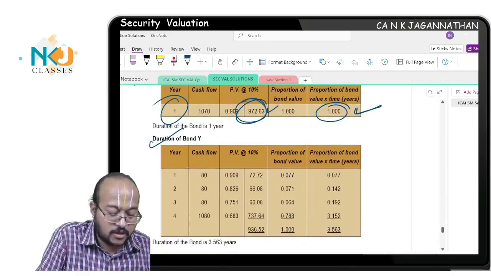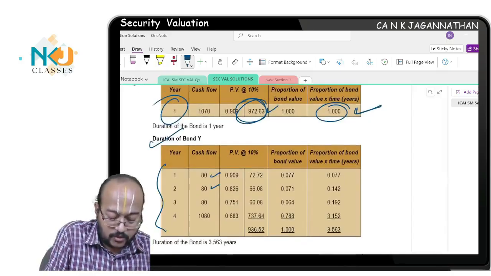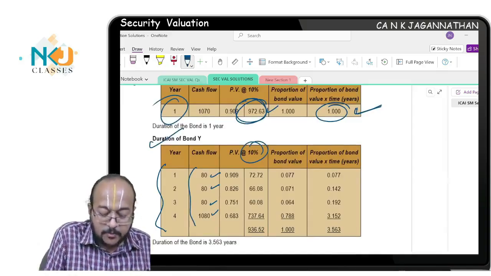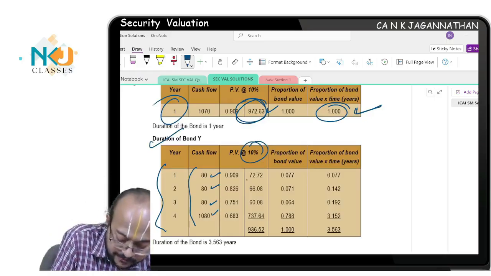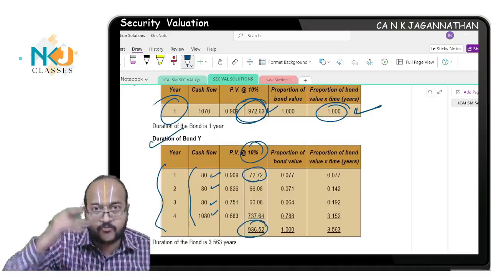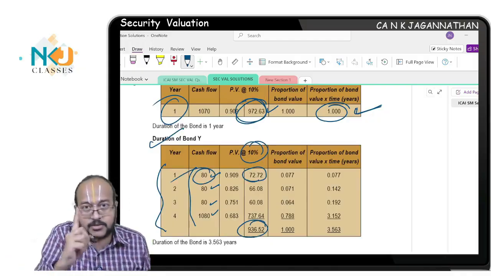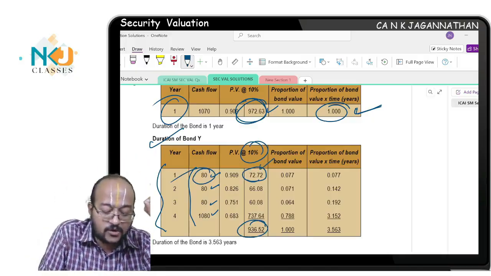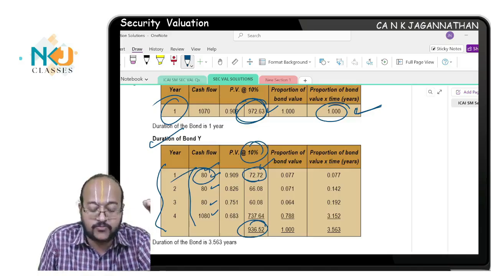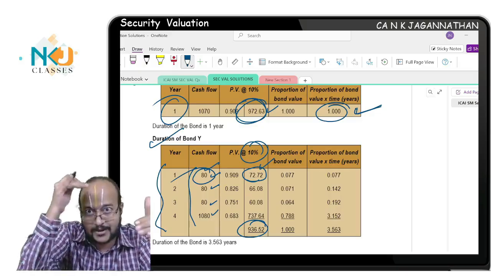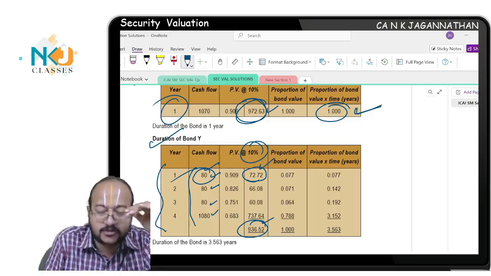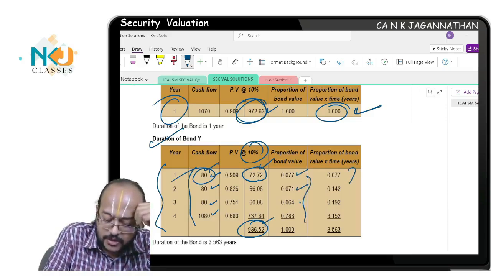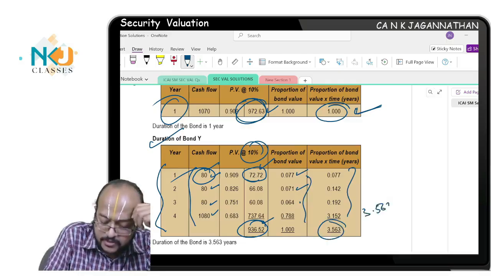Bond Y duration, you tell me, children, 4 years are there. Coupon is there. Redemption and coupon, everything, they have put the bond cash flows, discounted at 10%. Now you tell me how to compute the proportion. 72.72 divided by 936.42. Like this, the unit should not take 80. The proportion also should be present value. Every year the present value of the amount you are getting recovered at the end of each year, with respect to the total present value 936.52, you will find out the proportion. 0.077, all these proportions you will find out, and then the weighted duration comes to 3.563 years.